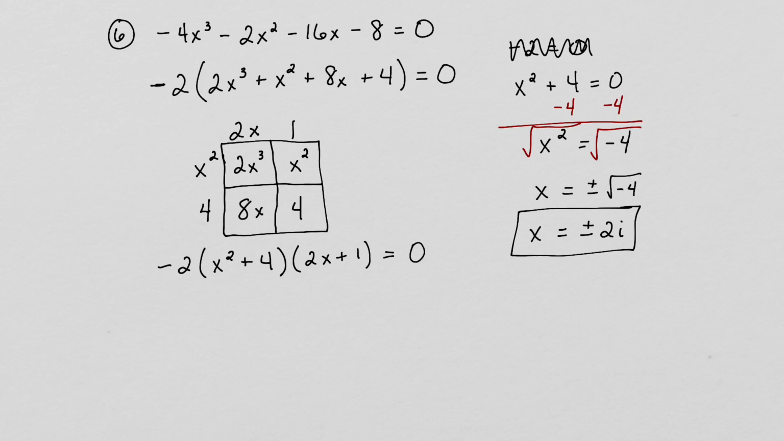Our third is going to come from the equation 2x plus 1 equals 0. We're going to subtract 1 from both sides. And we're going to divide by 2. So x is equal to negative 1/2, our third solution.